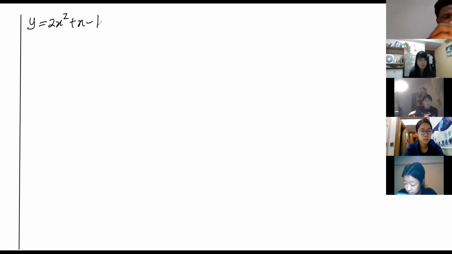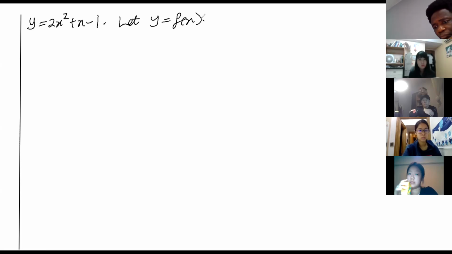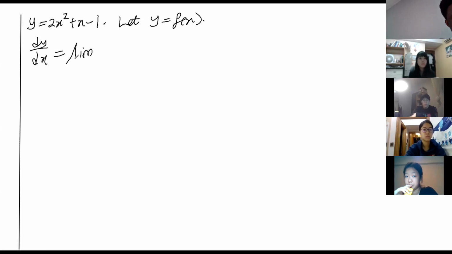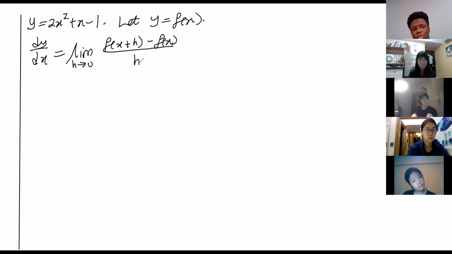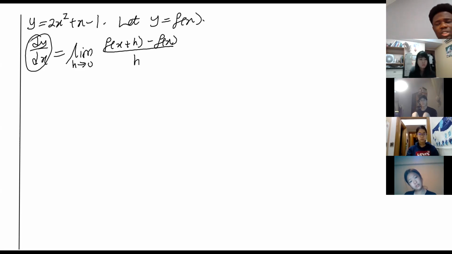Okay, so now I'll first use the simple approach. For the simple approach, because nobody called it f of x, I'm just going to say let y be f of x. If I call y f of x, then my dy by dx is simply the limit as h tends to 0 of f of x plus h minus f of x, divided by h. Can you see what I did? I didn't call it f dash of x. I call it dy by dx straight up.